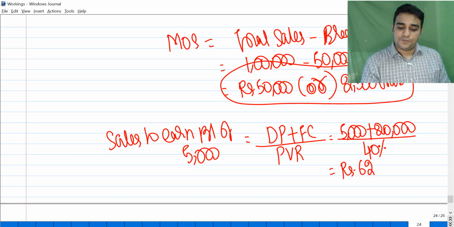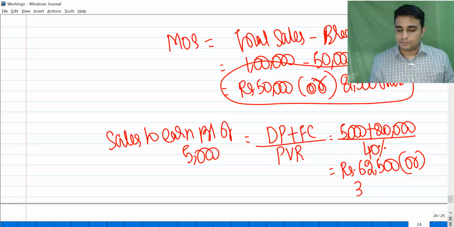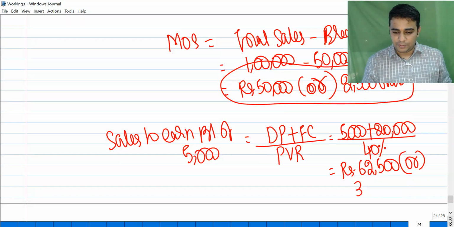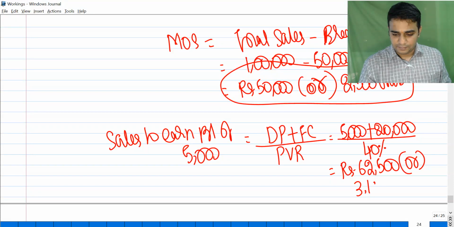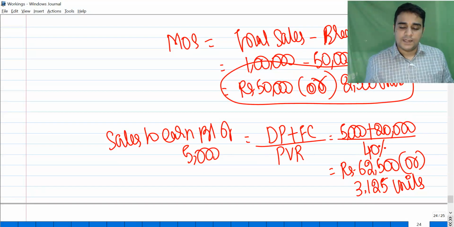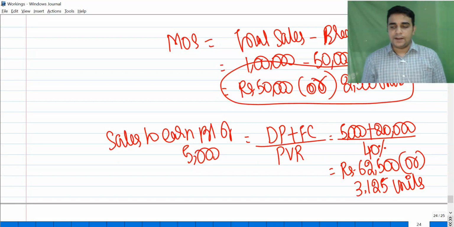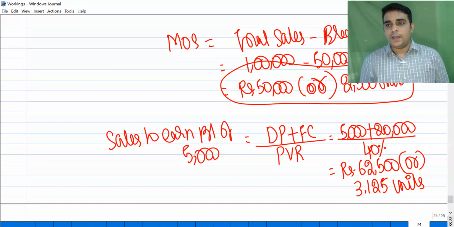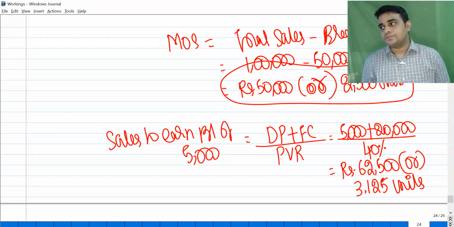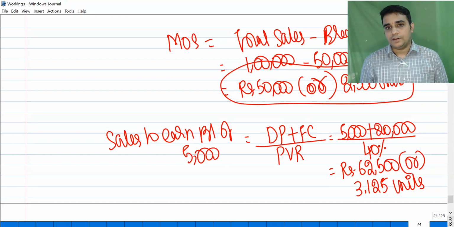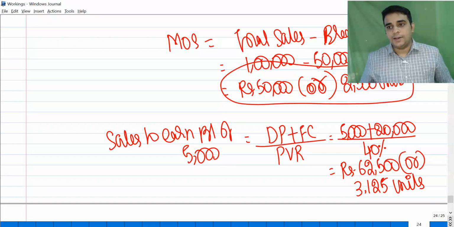Rupees 62,500, or, can you divide by 20 and let me know, or 3,125 units. 62,500 or 3,125 units. Clear?